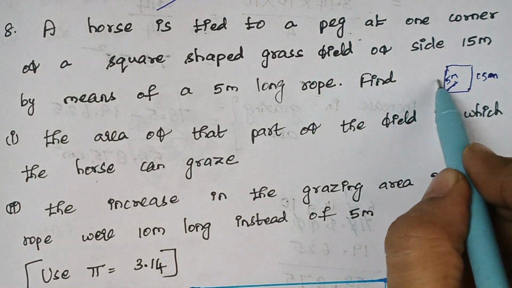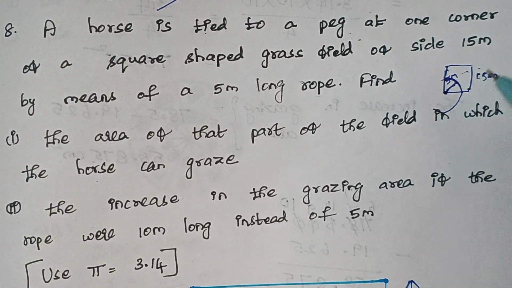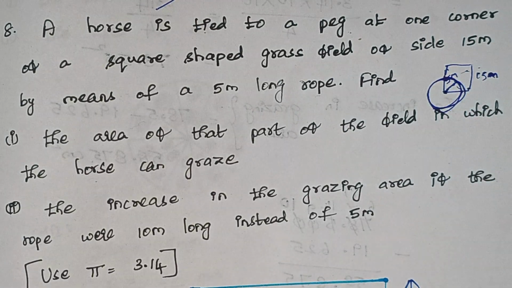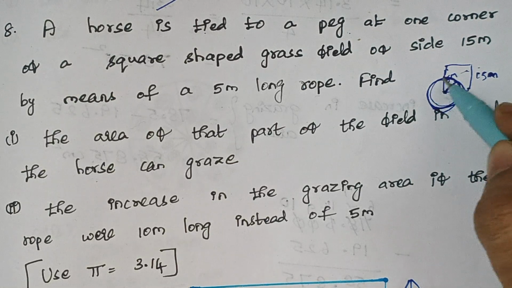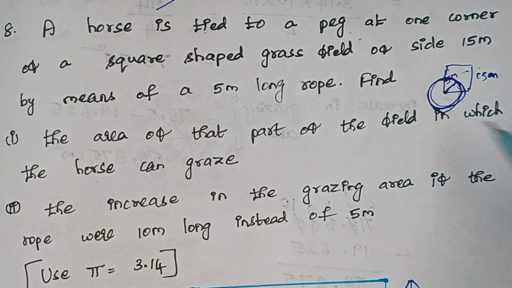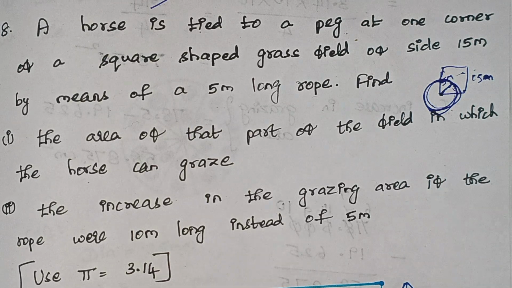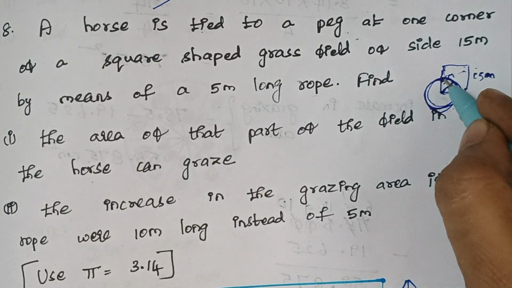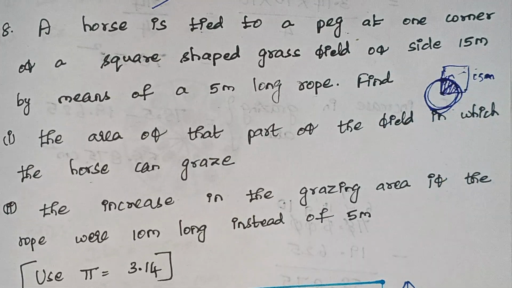So like this, right? That is like this. In this area the horse can graze. Right, because the length of the rope is 5, so it can extend up to 5 to the entire part. So here what we have to find? We have to find the area of that part of the field in which the horse can graze. So here in the square field, you have to calculate the area where the horse can graze. So you have to find this part.